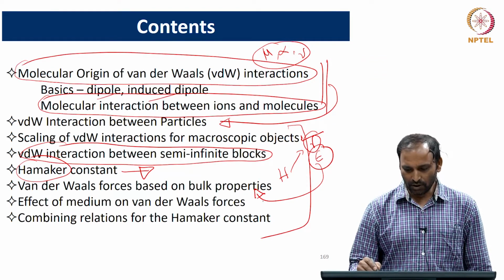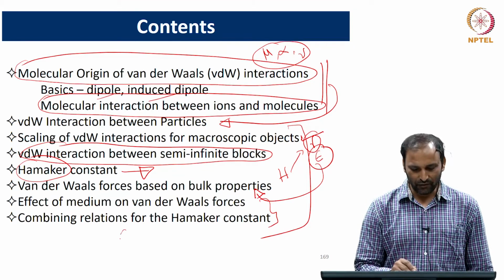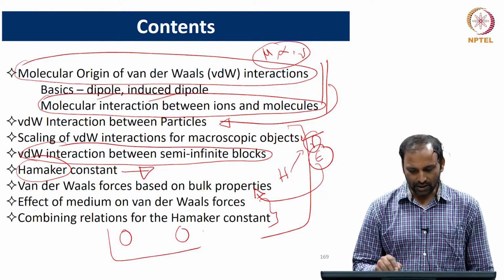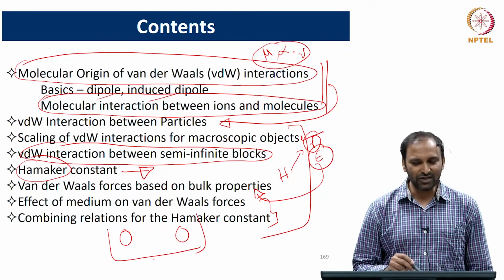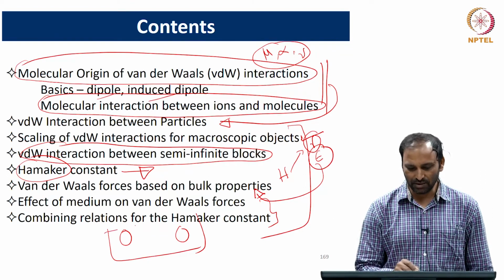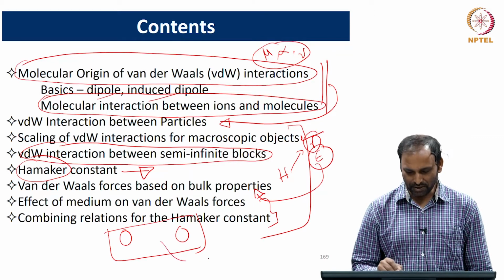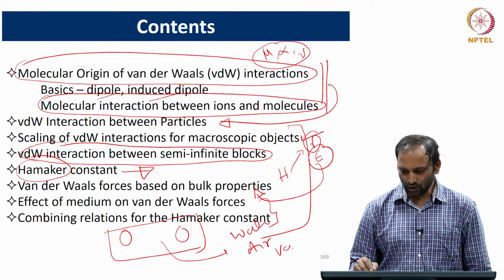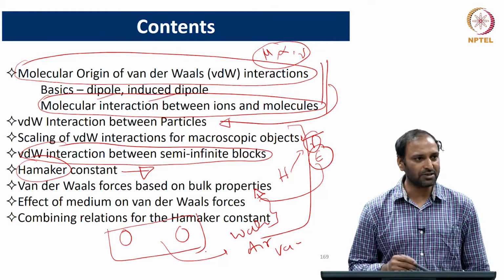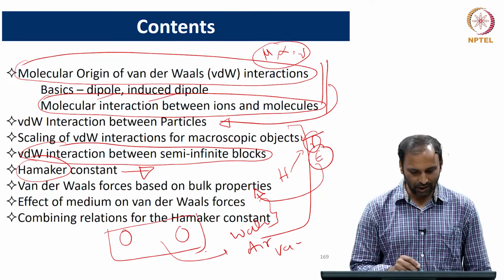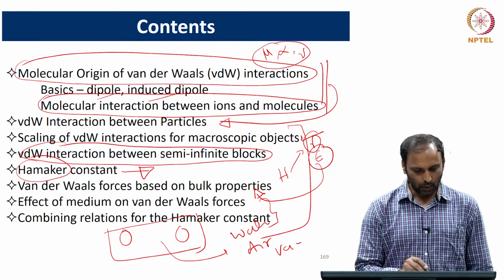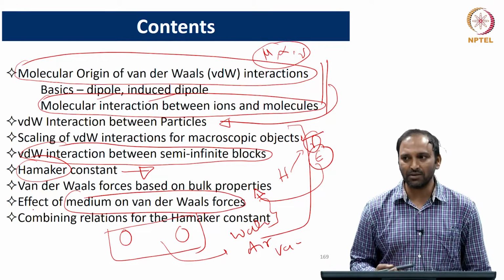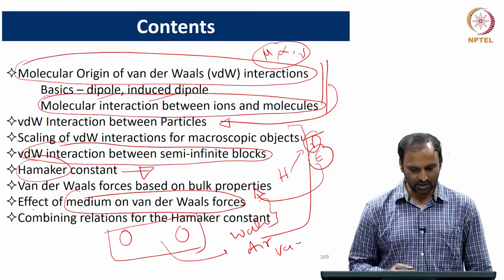Finally, it turns out that when we talk about van der Waals interaction between two particles, it is also important in which medium you are putting the particles. Is the medium in which the particles are present water, is it air, or is it vacuum, right? So, the medium in which the particles are dispersed is also important. In that context, we will talk a little bit about the effective medium on van der Waals interactions. So, how does the presence of a medium affect the van der Waals interactions?